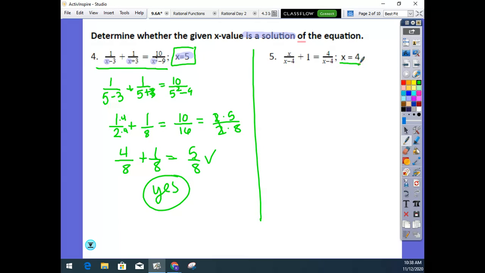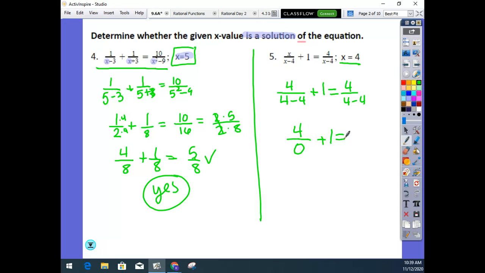Now I'm going to plug 4 in for every x. And here's where we run into problems. 4 cannot be a solution because it causes us to divide by 0, and we can't do that. So no, 4 is not a solution to the problem.